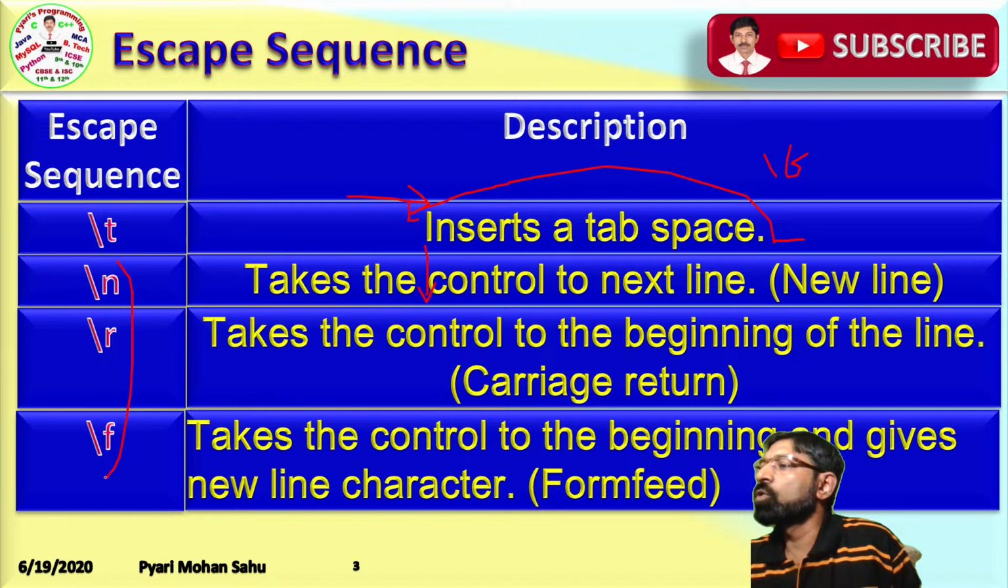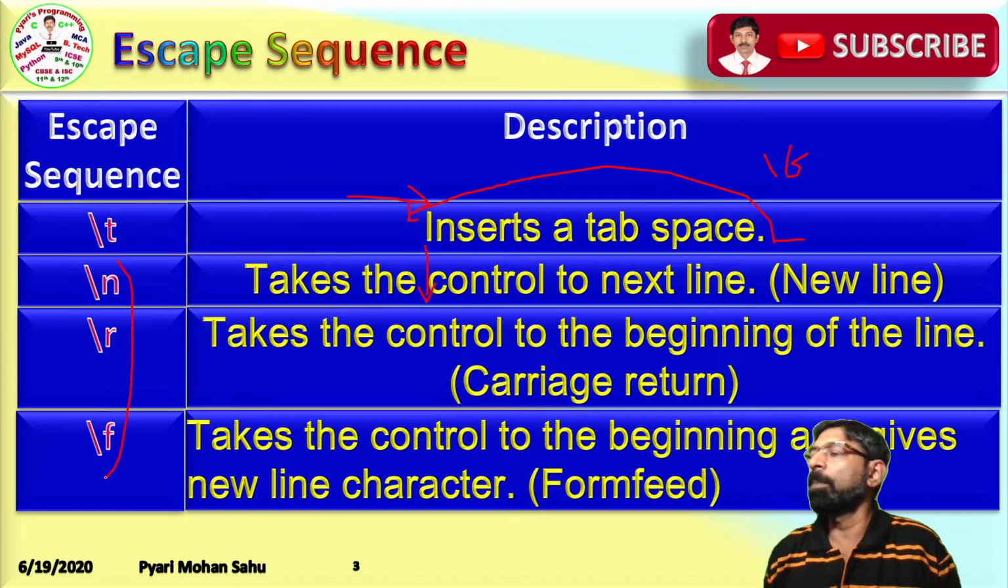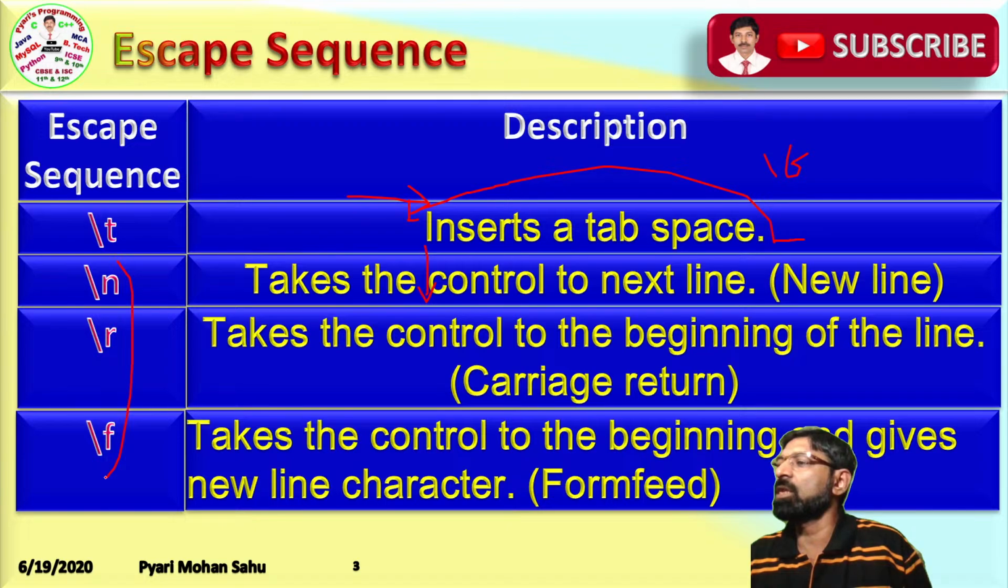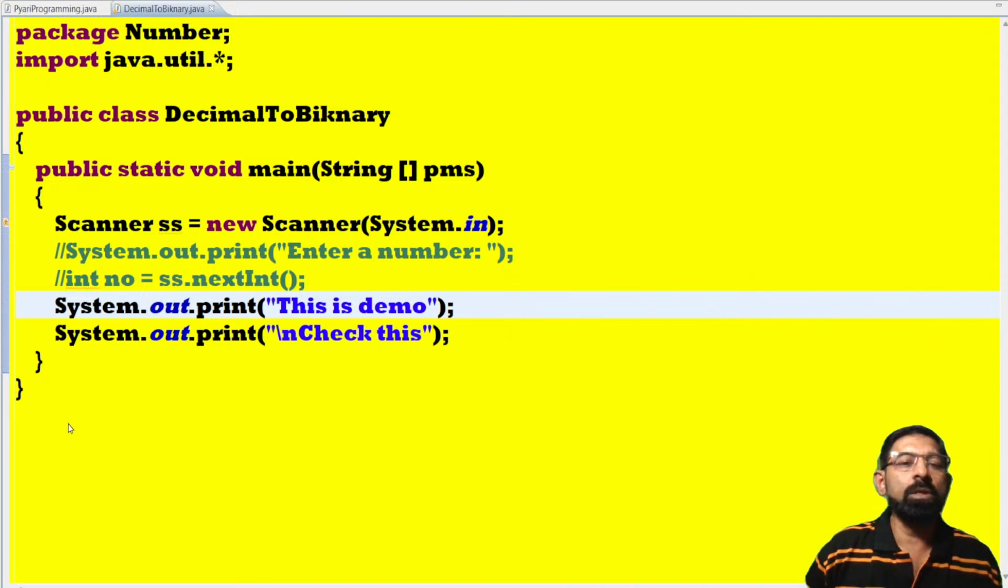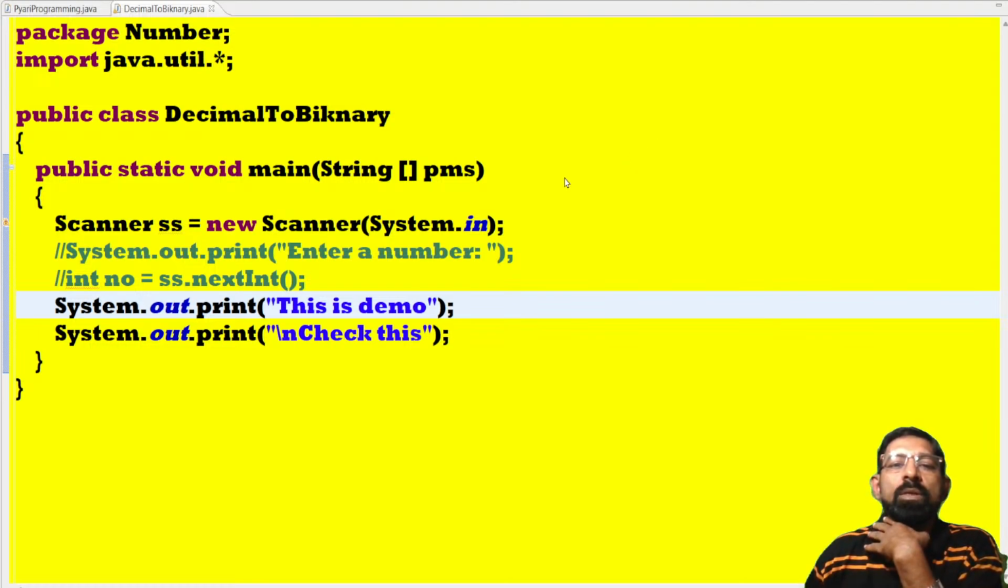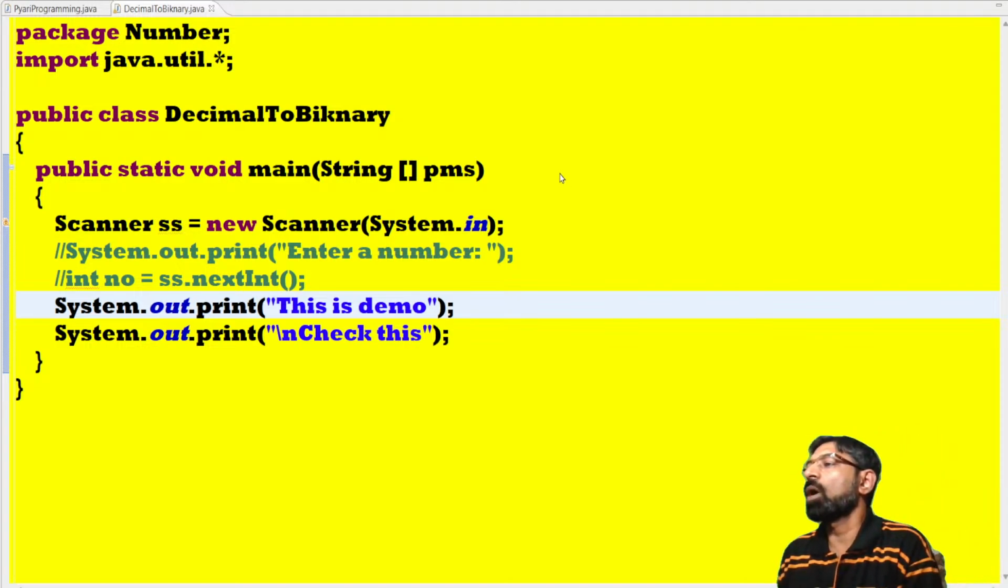Tab space is used for giving 8 spaces. That depends upon our IDE, not always 8 spaces, maybe 6 spaces. Let me show you. If I change it, it can be changed. In your IDE, go to Window, Preferences, then General. In General, go to Appearance, then Colors and Fonts. In Colors and Fonts, you have to edit the tab spaces. The more tab spaces you give, the more tab space it will show. Am I clear, Swagat?